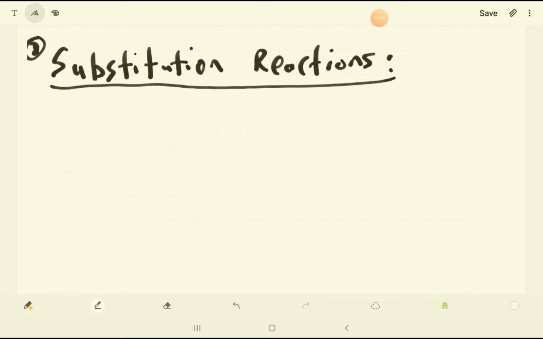Now this is the second type of organic reaction. This is not related to addition reactions at all. This is a whole separate category. Substitution reactions. And the first thing that I'll say about these is that they are a lot slower.